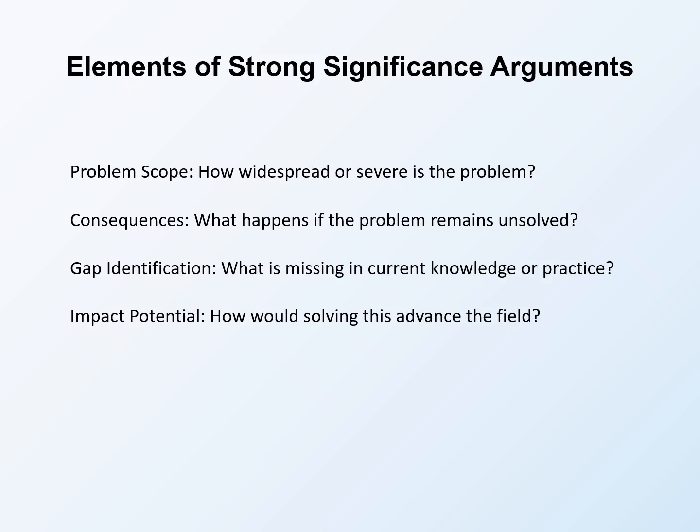Problem scope establishes how widespread or severe the problem is. How many people are affected? How serious are the effects? What is the economic, health, or social burden? Scope establishes that the problem is big enough to matter.